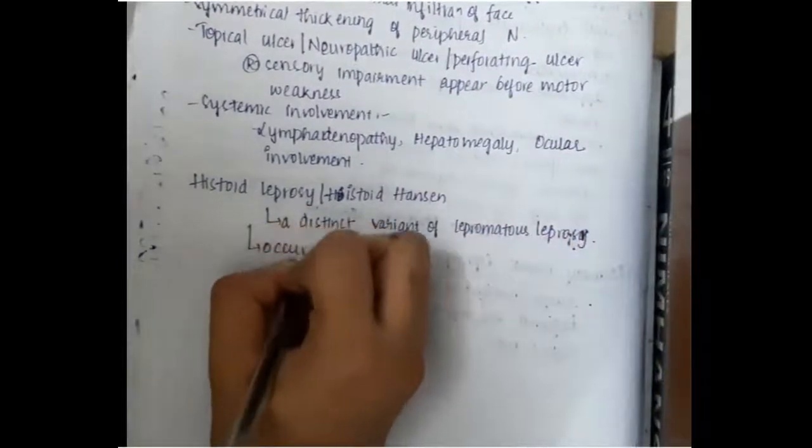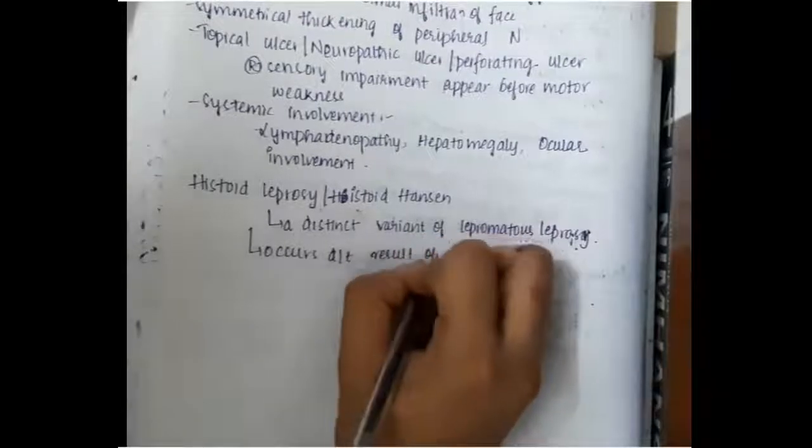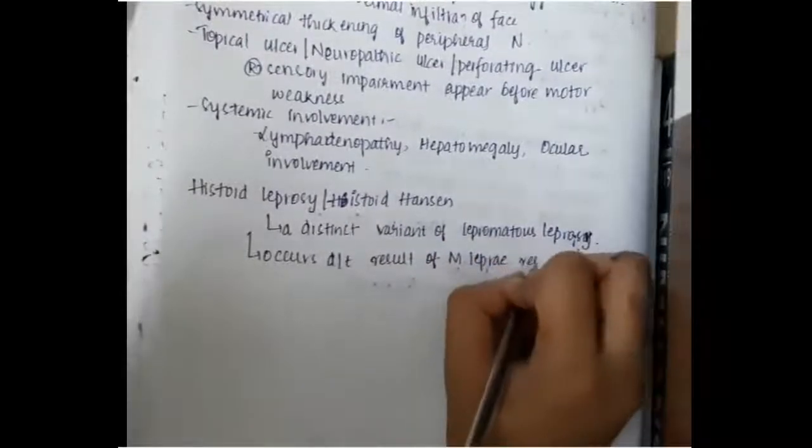This mainly occurs as a result of Mycobacterium leprae resistance. Because of Mycobacterium leprae resistance, you will see the presence of histoid leprosy.